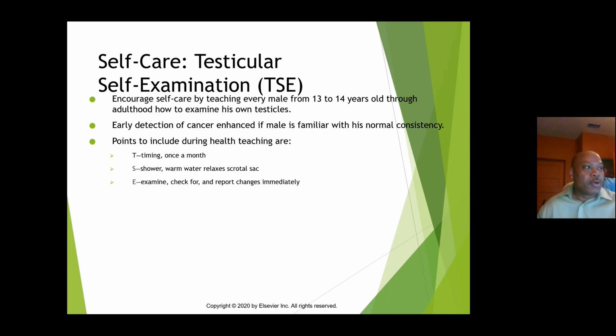Now, points to include during the health teaching, take a look, the TSE. T for timing: we want to teach them to do it once a month. S stands for in the shower, where the warm water relaxes the scrotal sac, because we don't want the testicles and the scrotal sac to retract. It's hard to really feel for any abnormalities then, but we want it more relaxed so that we can get a really good feel for what's happening in that area. And then, of course, we check for and report any abnormalities immediately.